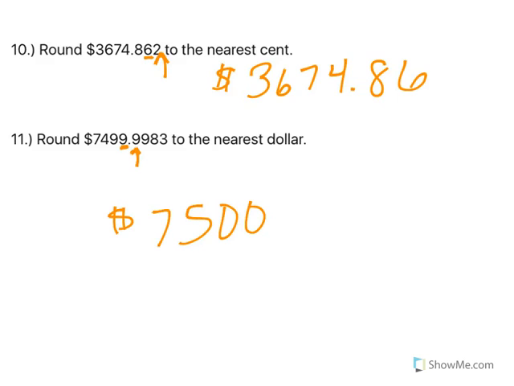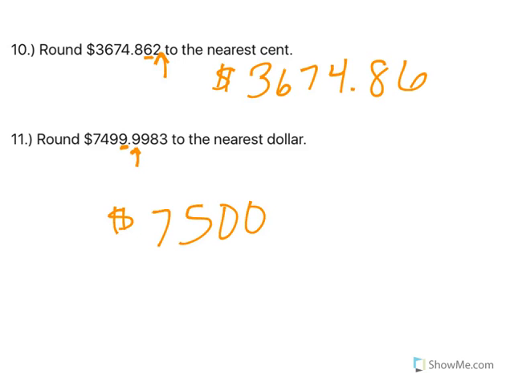So at number 10, we're rounding to the nearest cent. Cent is 2 decimal places. So I'm looking at the 6, and the 6 is my place, so I look at the 2, which rounds down. Now everything in front of that 6 stays the same. In this case, the 6 stays the same too, because 2 rounds down, but that's one thing to be aware of. Okay, now number 11, round to the nearest dollar.